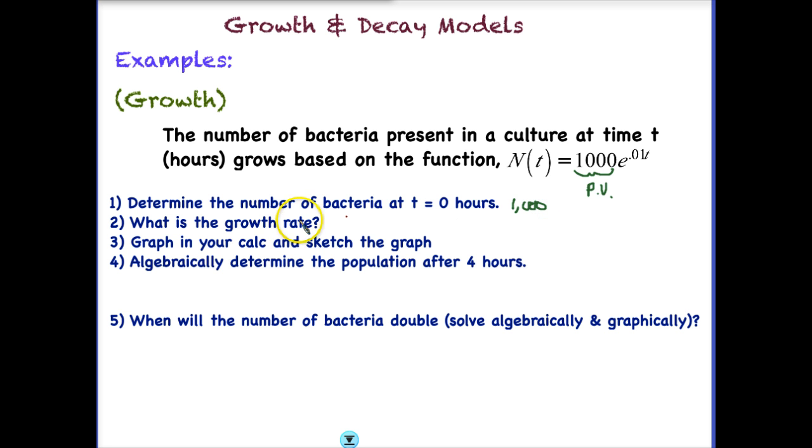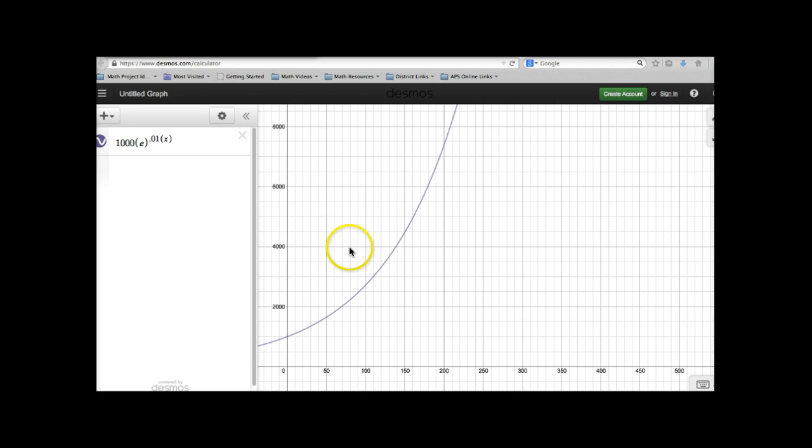How about the growth rate? Well, remember that e is raised to the rt and r is the rate. So in this situation, our rate is 0.01, which translates to 1%. Let's go ahead and graph this in our calculator and sketch the graph. Here is the graph of our continuous growth of bacteria.